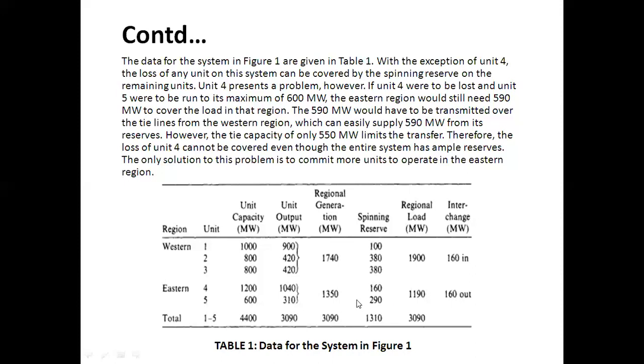Just to understand it, what is the load demand for the eastern region? 1900. What is the generation of the eastern region? 1350. So it can easily meet the load demand of 1900. After meeting the load demand, how much reserve is there in the eastern region? That is 1350 minus 1900, that is 160 megawatt. The load demand is met within the eastern region.